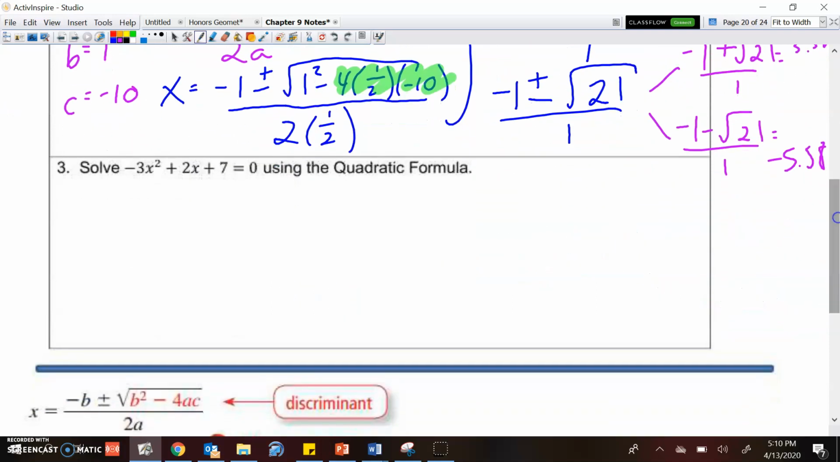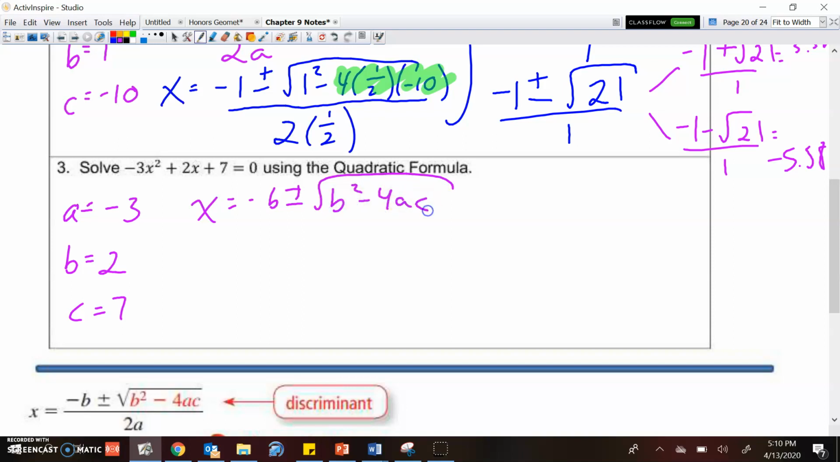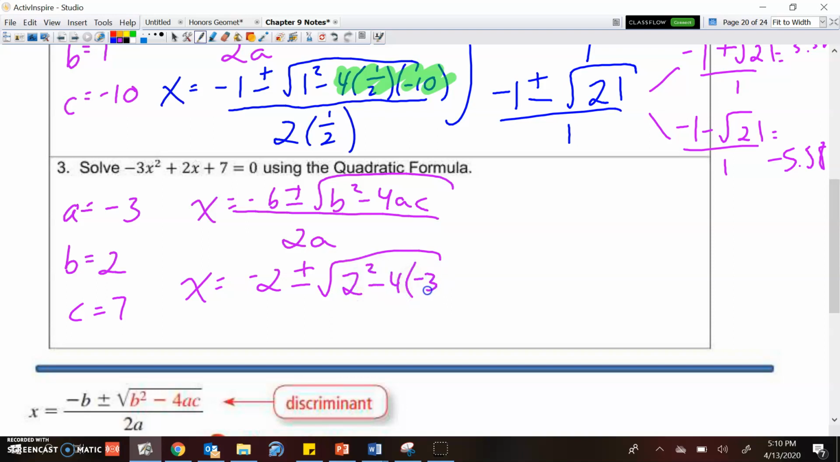You could check that on Desmos if you'd like to see it, but let's just, in the interest of time, A is -3, B is going to be 2, and C is 7. All right, so x equals -b plus or minus the square root of b squared minus 4ac all over 2a. So x equals -2 plus or minus 2 squared minus 4 times -3 times 7, all over 2 times -3.